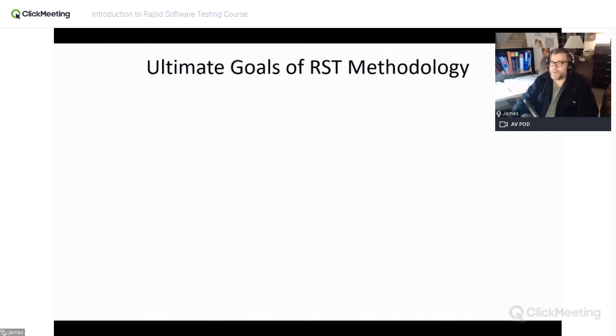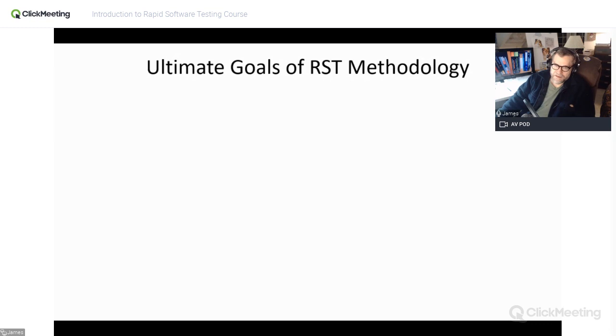Here are our ultimate goals. Why are we having RST methodology? Now, right before this presentation, Michael saw this slide because I like to show everything to Michael before I do it so that I don't have to get yelled at later.